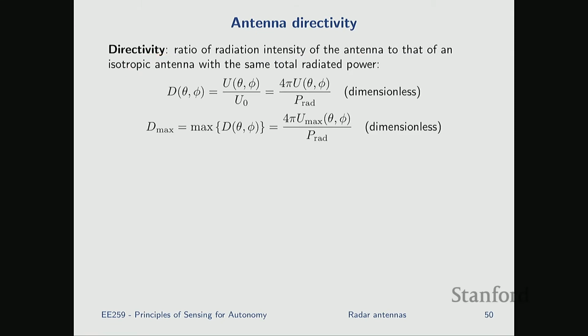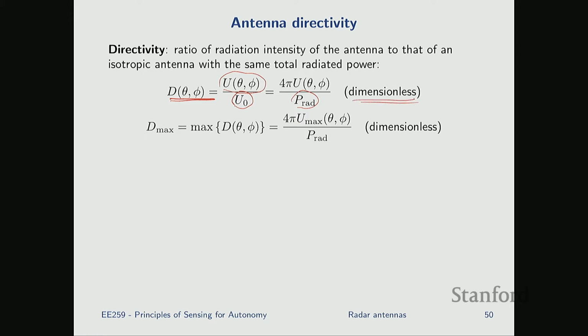How is it calculated? Very simple. It's called D of theta and phi, and what you do, you just divide the radiation intensity or radiation pattern of your antenna by that of an isotropic antenna. An isotropic antenna just has a constant U0 radiation density, as we know, so it's just your U divided by U0. In terms of the radiated power, remember U0 was P over 4 pi, so you can write it as 4 pi U over the total radiated power. So that's the directivity, and it's a dimensionless quantity.